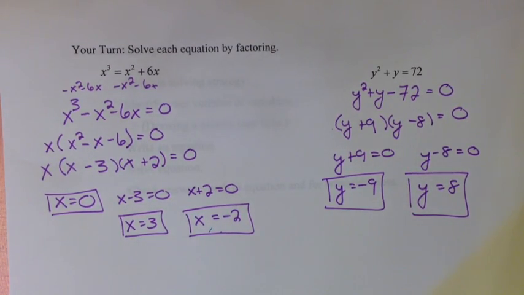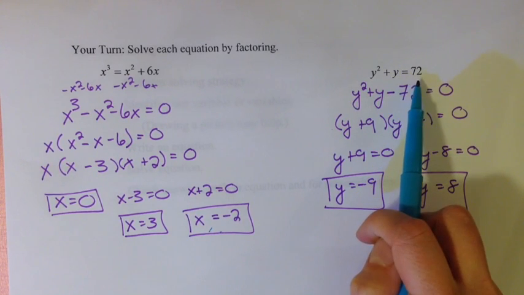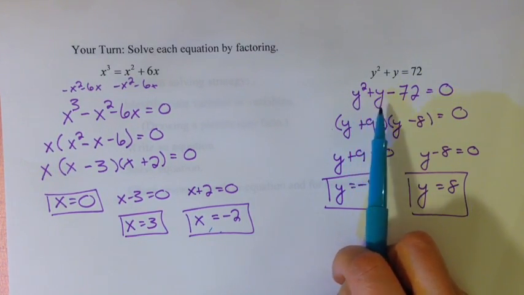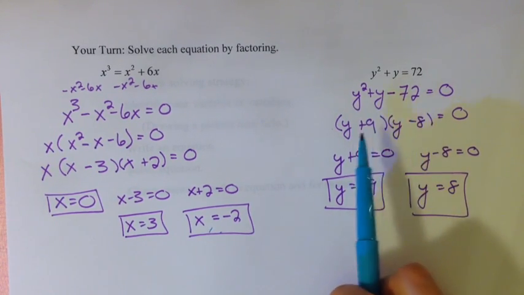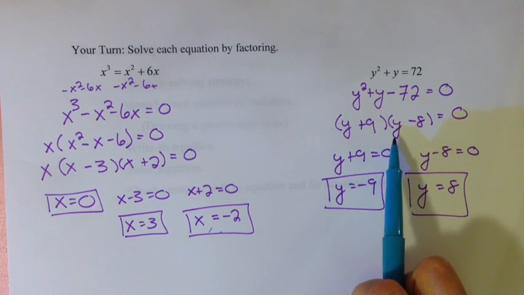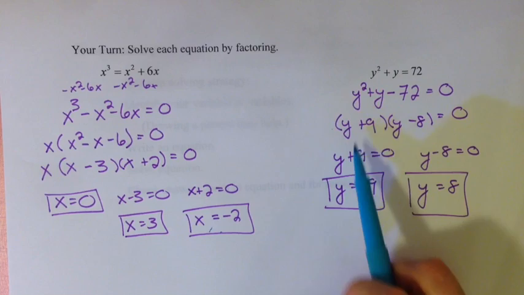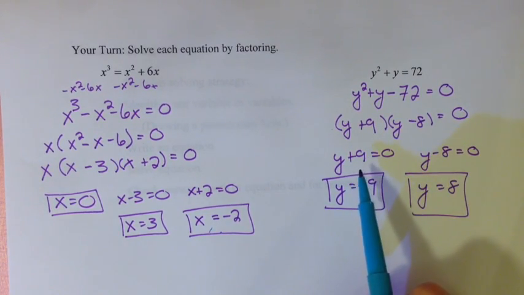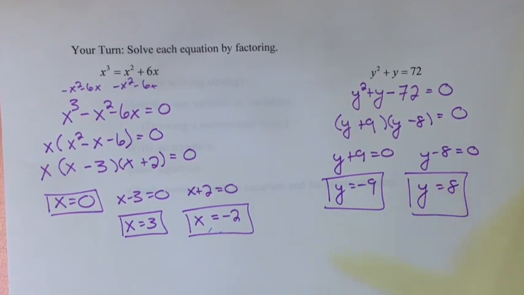For this second example, you also had to move something to the other side to get it set equal to 0. I had y squared plus y equals 72. So I subtracted 72 from both sides to get y squared plus y minus 72 equals 0. Then I factored this as y plus 9 multiplied by y minus 8 equals 0. That means that either the y plus 9 is 0 or the y minus 8 is 0. That gave me two little equations to solve, which resulted in y equals -9 and y equals 8.